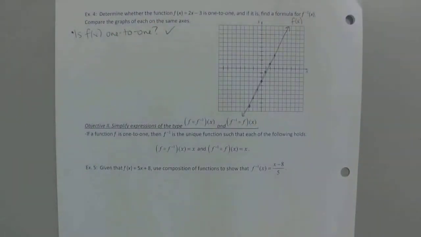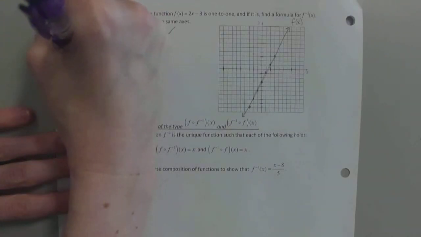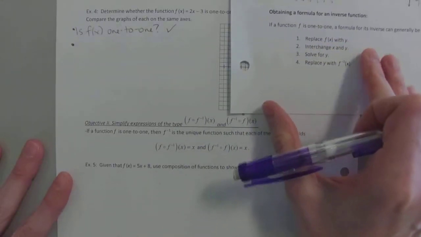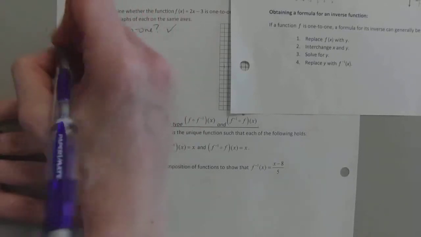So is it one-to-one? I'll just make that a bullet: is f of x one-to-one? We're going to put yes, right? Why? Because it passes the horizontal line test. Do you guys agree? The horizontal line test says if you pass it, then you're a one-to-one function. So we got that question. Then part 2 says, if it is one-to-one, let's find a formula for f inverse. So let's make a bullet point for that.